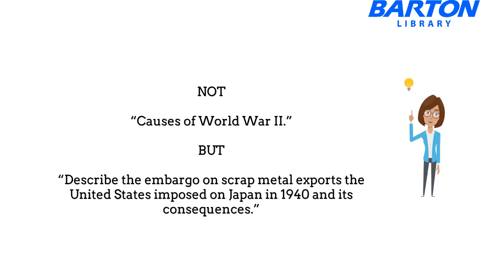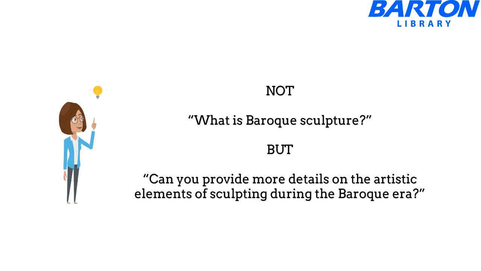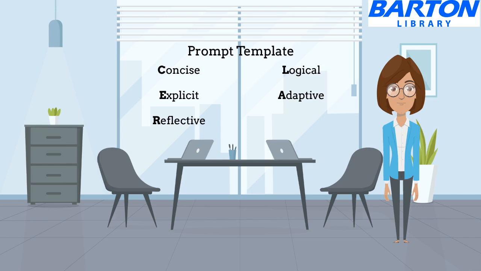If a prompt about the causes of World War II results in an extremely broad overview, you might try a more targeted and adaptive prompt such as, describe the embargo on scrap metal exports the United States imposed on Japan in 1940 and its consequences. If a response to, what is Baroque sculpture, is incomplete, you can probe further by asking more targeted follow-up questions like, can you provide more details on the artistic elements of sculpting during the Baroque era?